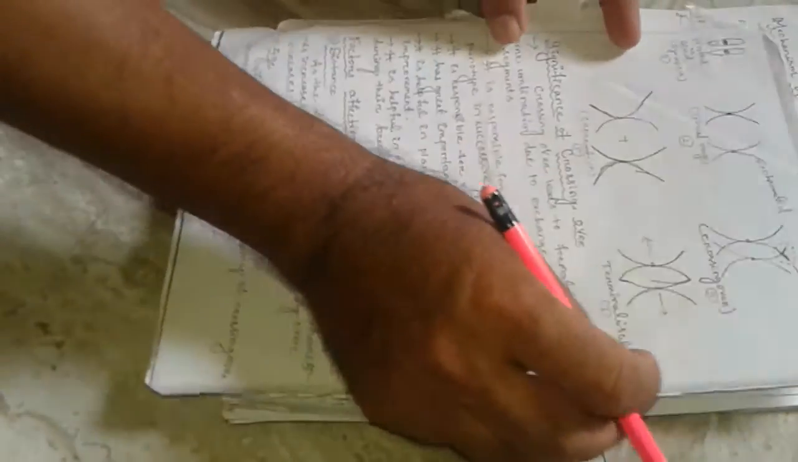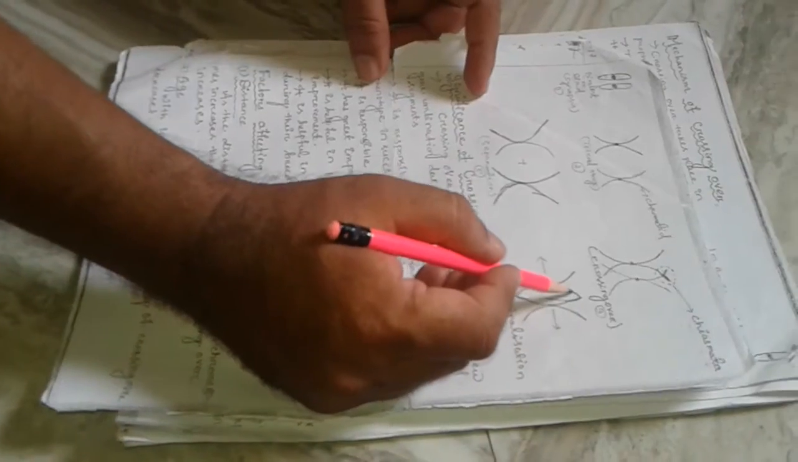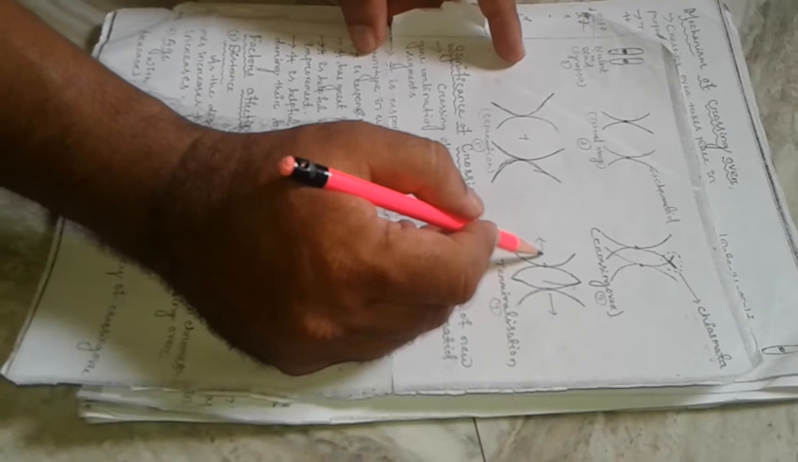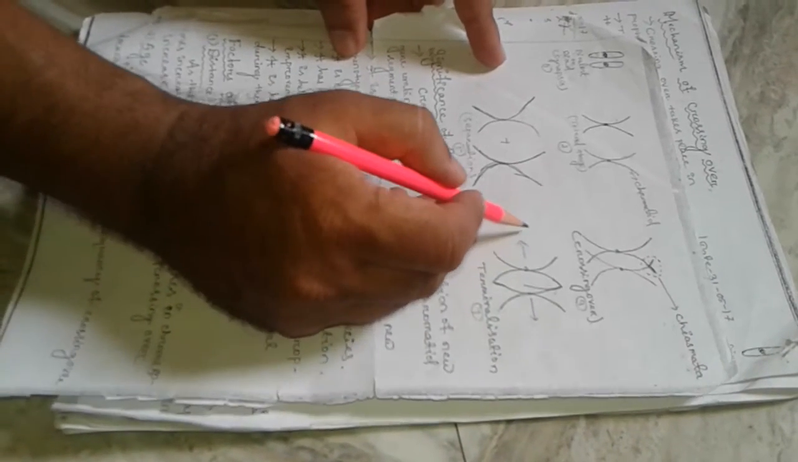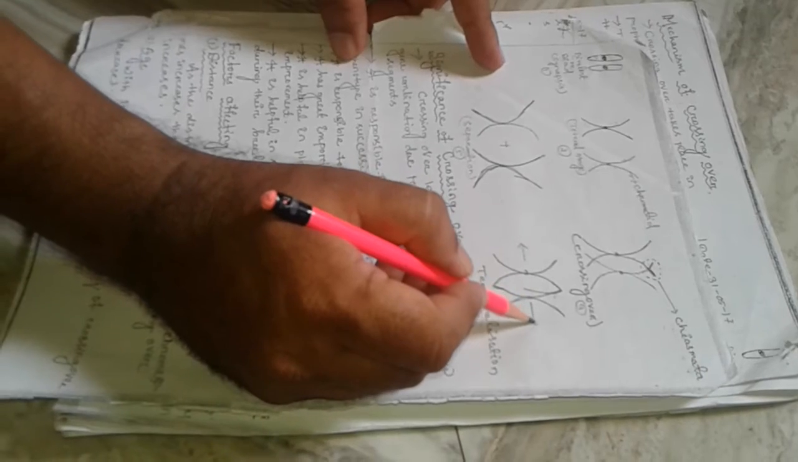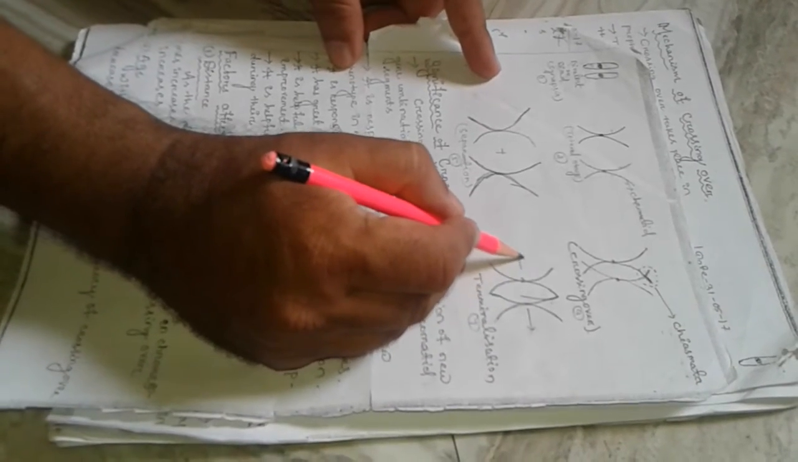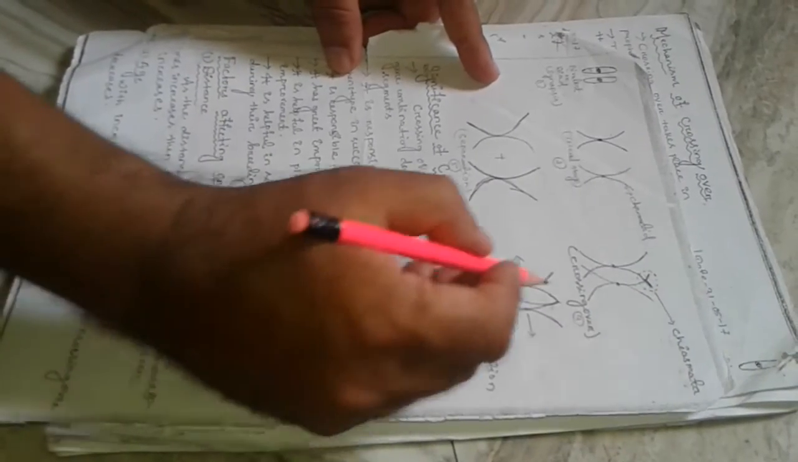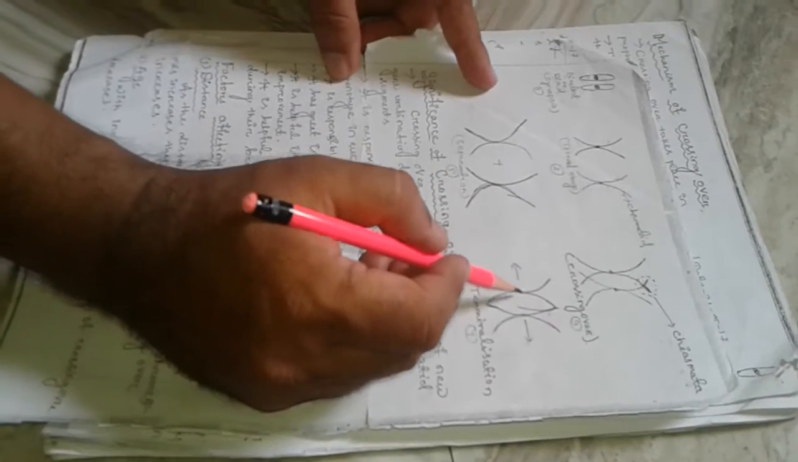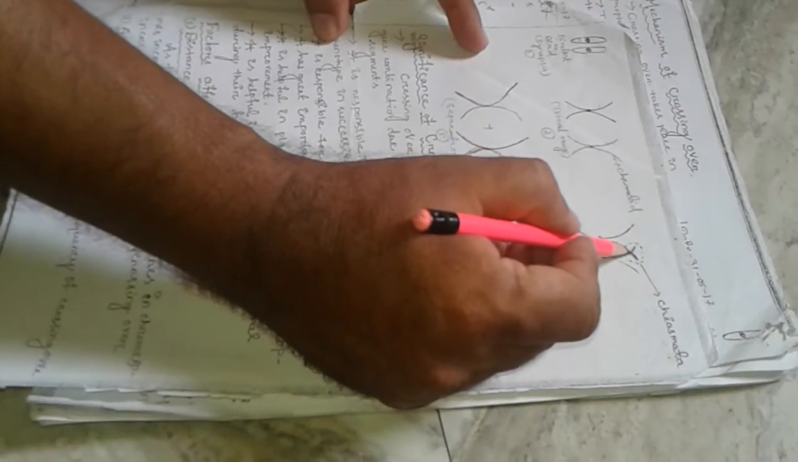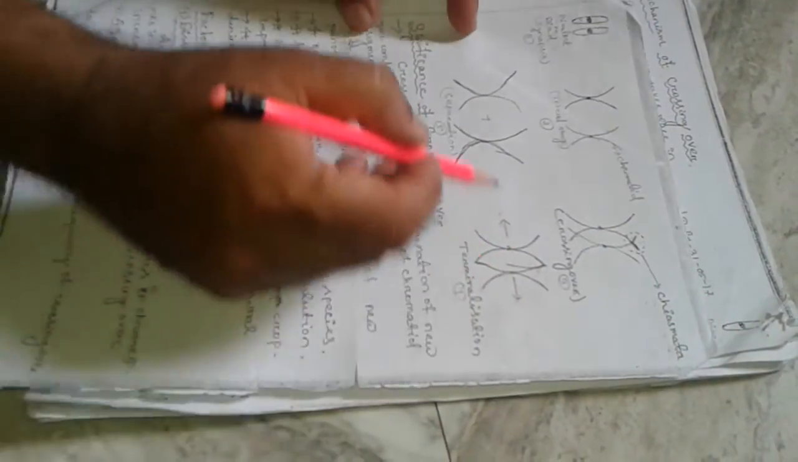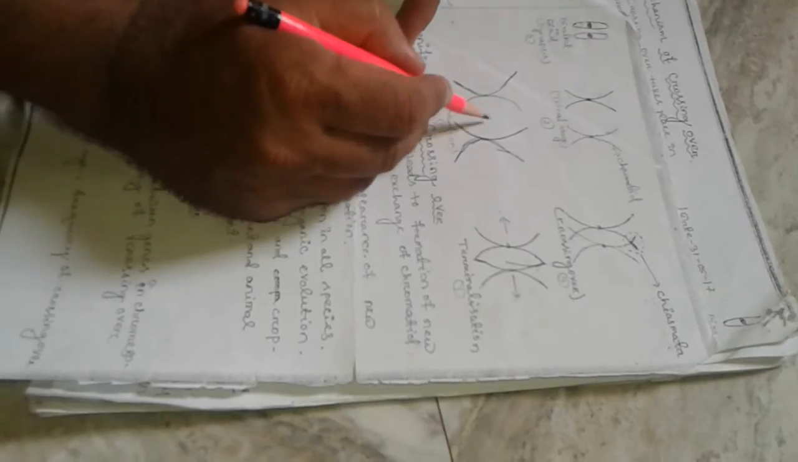The fourth step is terminalization. After the exchange of chromatid segments, both chromosomes repel each other and tend to move away from each other. This chromosome tends to move to this side, and this chromosome tends to move to this side. So the crossover chromatids terminate at their terminal ends. After crossing over, they move away from each other, meaning the crossover points also shift towards the end. This is called terminalization. Then both crossover chromosomes get totally separated.